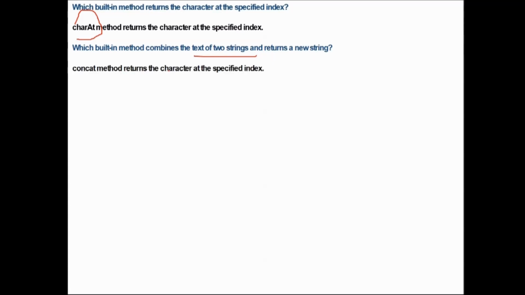Now it can be asked, which built-in method returns the character at the specified index? For that, the charAt method. This charAt method returns the character at the specified index. Now which built-in method combines the text of two strings and returns a new string? For that you have the concat method.